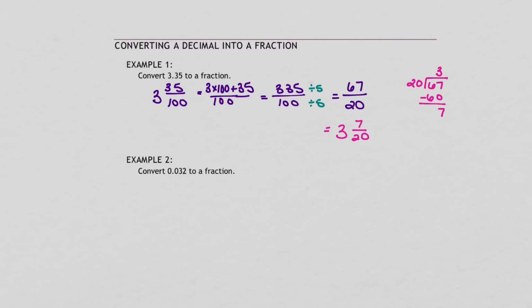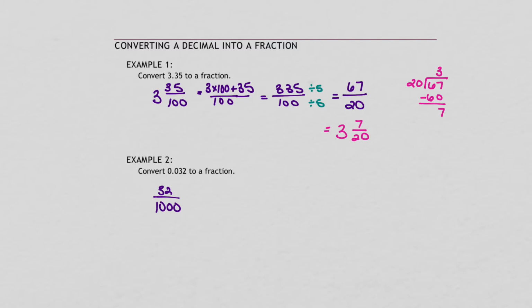Example 2 says convert 32 thousandths to a fraction, 0.032. That is to the thousandths place. We have tens, hundreds, and then thousands. And so since that's 32 thousandths, we'll just put 32 over 1,000.